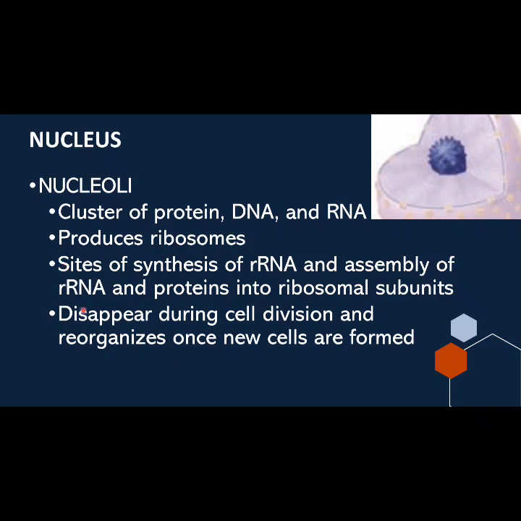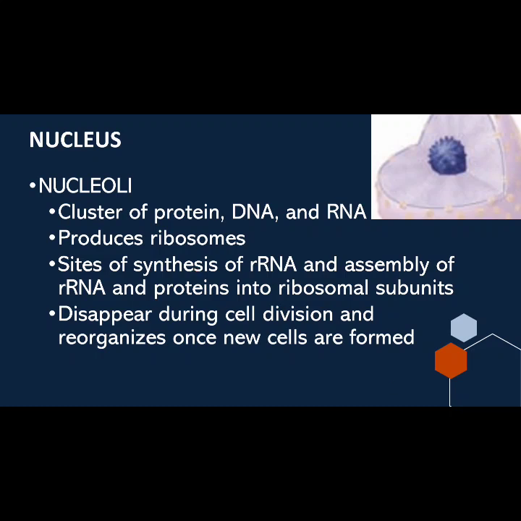Again, this is the site of synthesis of ribosomal RNA and the assembly of rRNA and proteins into ribosomal subunits. Please note that it disappears during cell division and reorganizes once your new cells are formed. With that, it regulates the rate of cell division. It is prominent in cells that synthesize large amounts of proteins, like your muscle cells and liver cells.